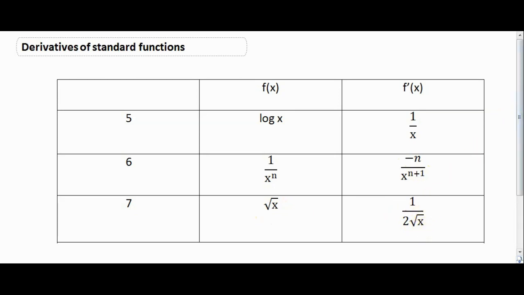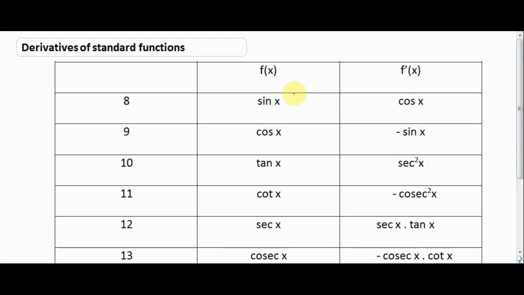Okay, now let's have a look at derivatives of standard trigonometric functions. Derivative of sin x is cos x, derivative of cos x is minus sin x, derivative of tan x is secant square x, and derivative of cot x is minus cosecant square x. Derivative of sec x is equal to sec x into tan x, and derivative of cosec x is equal to minus cosec x into cot x. Okay, so you must be familiar with all these derivatives.